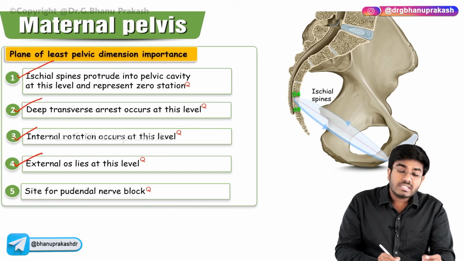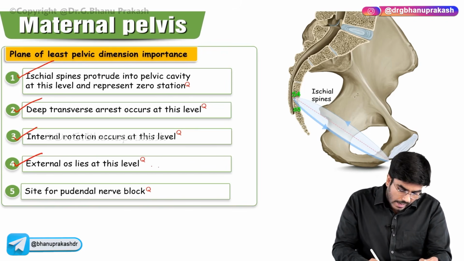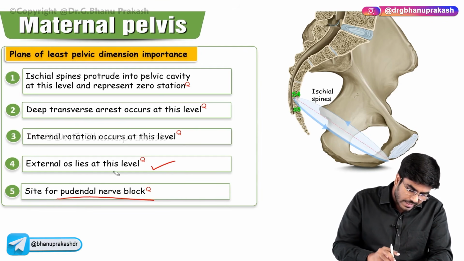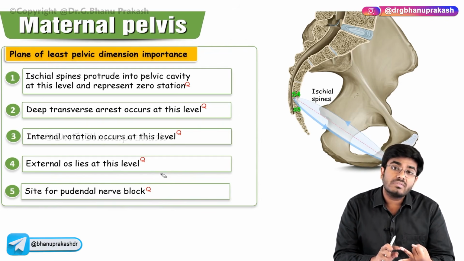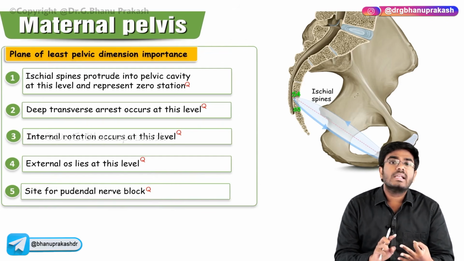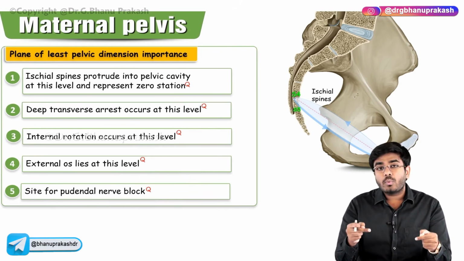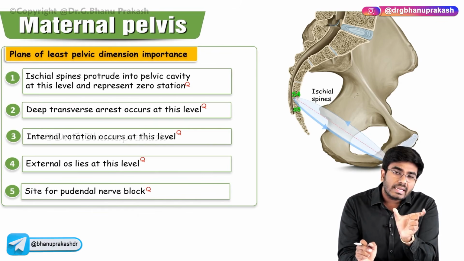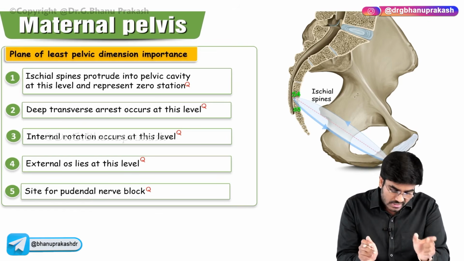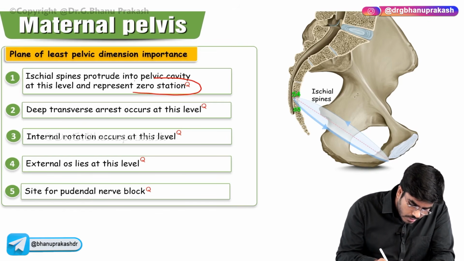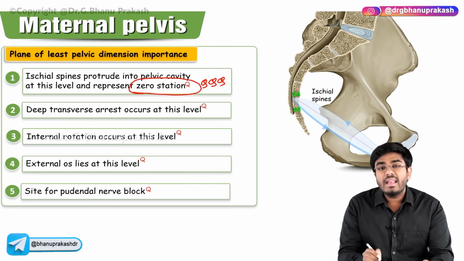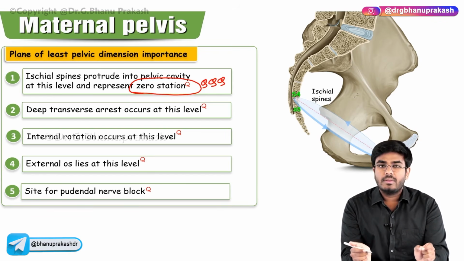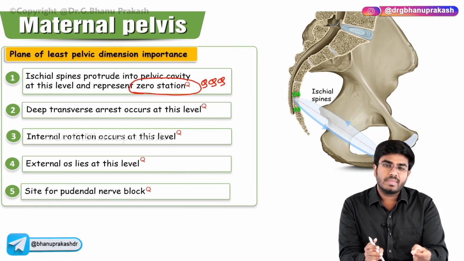The external cervical os also lies at the same level, and it is the site for the pudendal block. So what are the important points about the plane of least pelvic dimension? Internal rotation happens here, chances of deep transverse arrest, the site for the external cervical os and the site for the pudendal block, and the ischial spines are protruding in. This area where the ischial spines are protruding in, that plane is considered the zero junction, or zero station. So what exactly is zero station? The level at which the ischial spines protrude into the cavity is known as zero station. What is the importance of zero station? We will discuss it in the next slides.